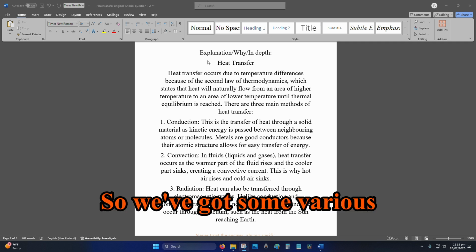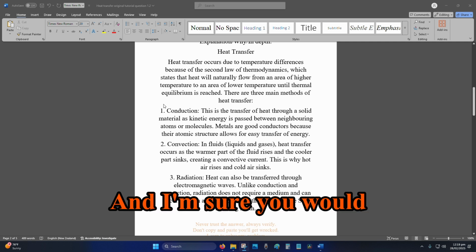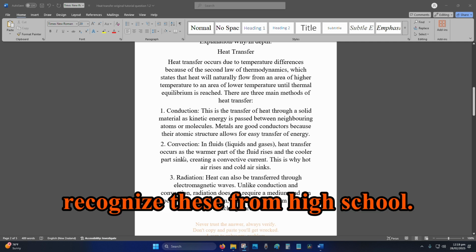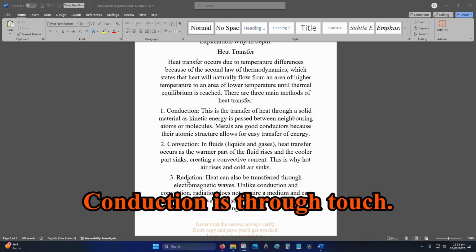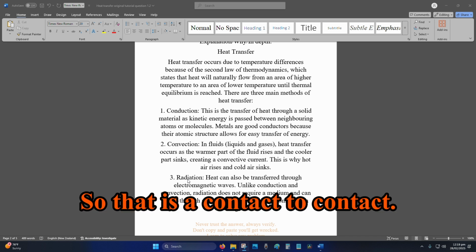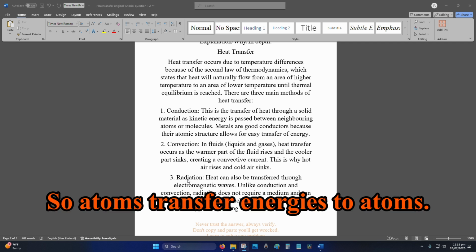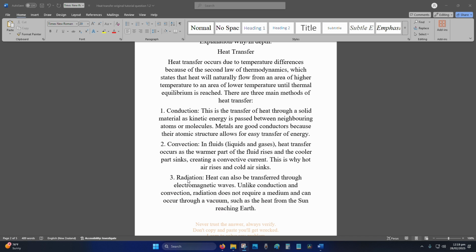So we've got some various ways of transferring heat, and I'm sure you would recognize these from high school: conduction, convection, radiation. Conduction is through touch. So that is contact to contact. So atoms transfer energies to atoms. Convection is where there's an in-between medium.